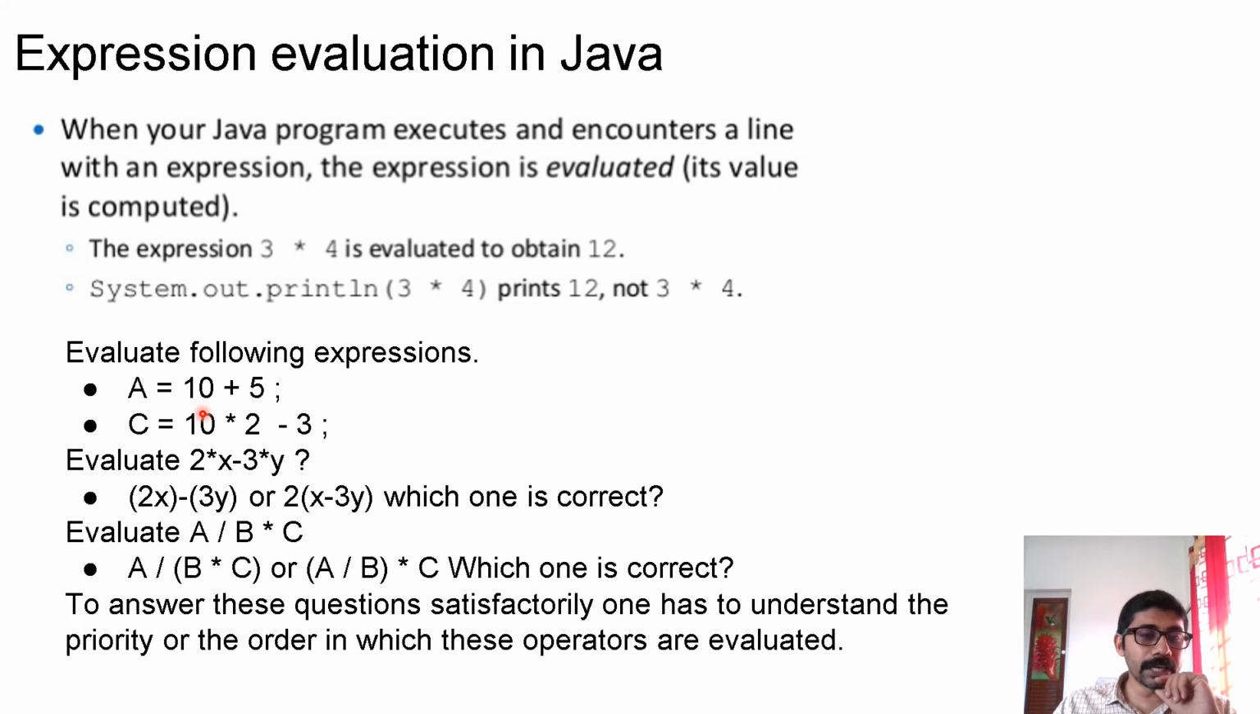Expression evaluation in Java. When your Java program executes and encounters a line with an expression, the expression is evaluated, that means its value is computed. The expression 3 * 4 is evaluated to obtain 12 because 3 into 4 is 12. See, in the print statement, I am giving 3 * 4. It is not going to print 3 * 4. It will print the evaluated result of this expression. That means it will print 12.